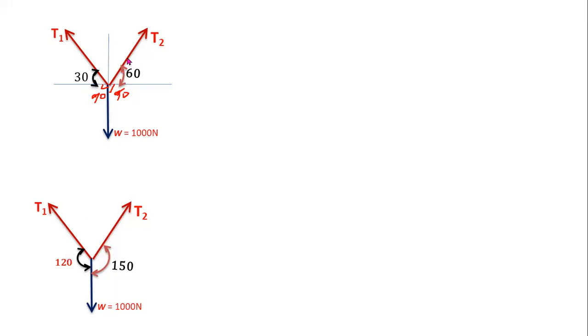Now the remaining angle is total 180 degrees minus 60 minus 30 equal to 90 degrees. So the remaining angle is 90 degrees. Now you have to add these three angles: 120 degrees plus 150 degrees plus 90 degrees, the total angle is equal to 360 degrees. So our assumed angles are correct.